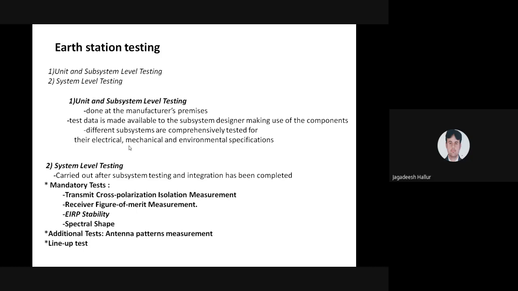The second one is system level testing. It is carried out after subsystem testing and integration has been completed. Once all the equipment at the subsystem level has been tested and integrated into a particular satellite, the system tests are mandatory. These include transmit cross-polarization isolation measurement. You have to test parameters such as EIRP, receiver figure of merit, and signal to noise ratio. Everything is a mandatory test. An additional test is antenna pattern measurement, which shows which antenna we have to use with respect to that pattern.